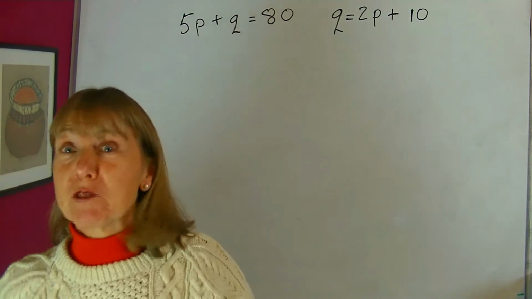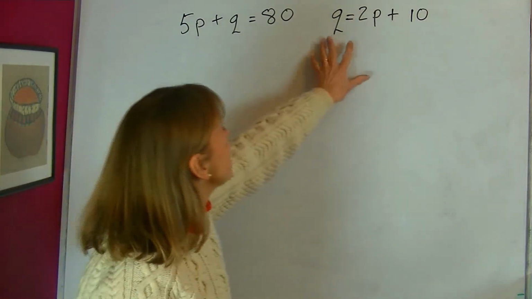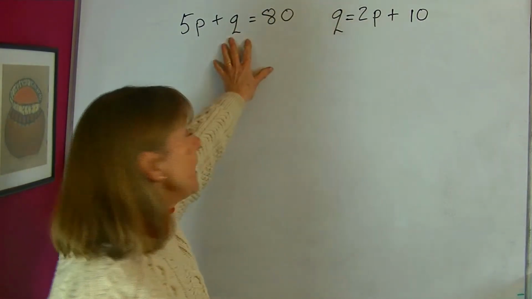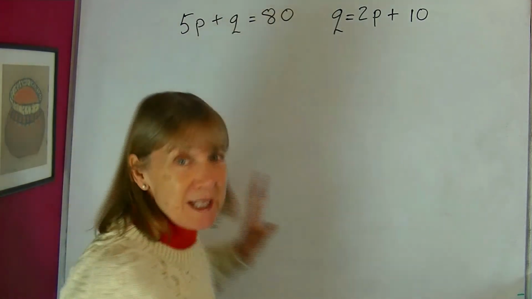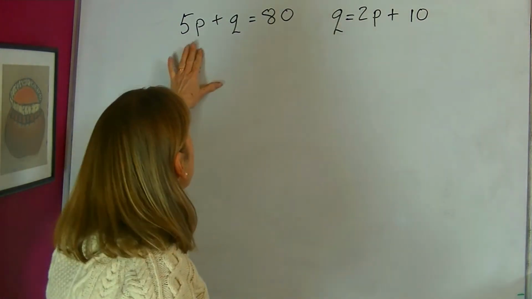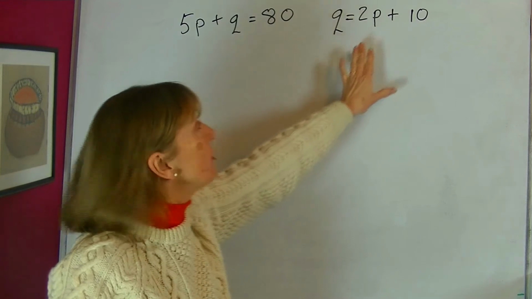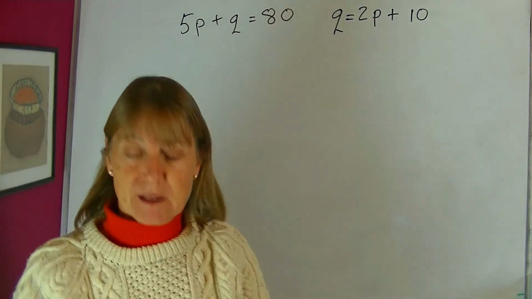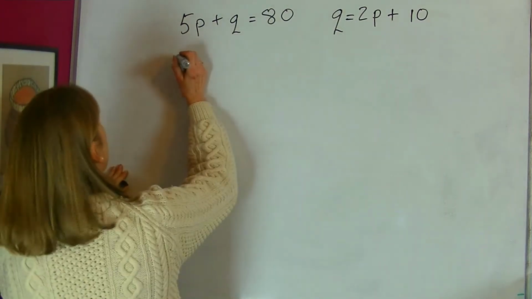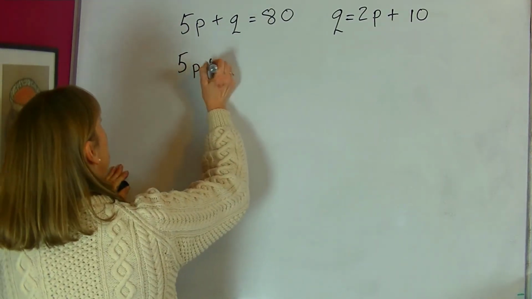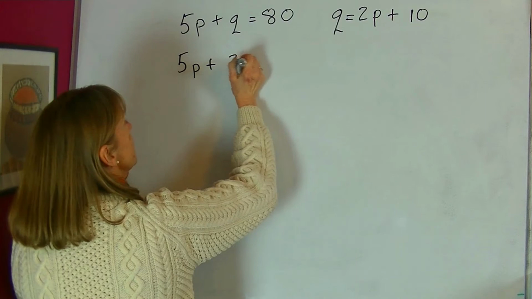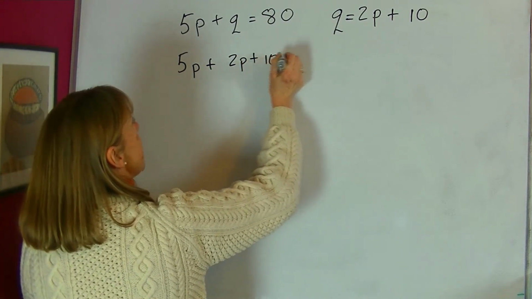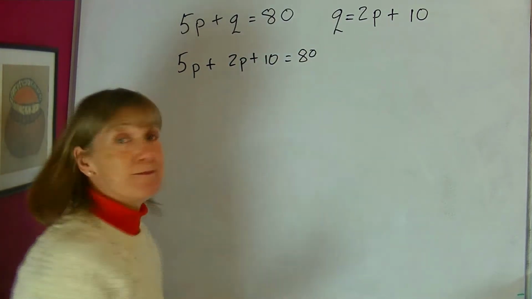There are a number of ways of doing it, but the simplest way to do this is just to use this as a substitution into there. We could make p the subject and substitute it into there, but the quickest route here is just to replace this q with that expression. So let's do that. So we've got 5p plus this whole thing, 2p plus 10 equals 80.